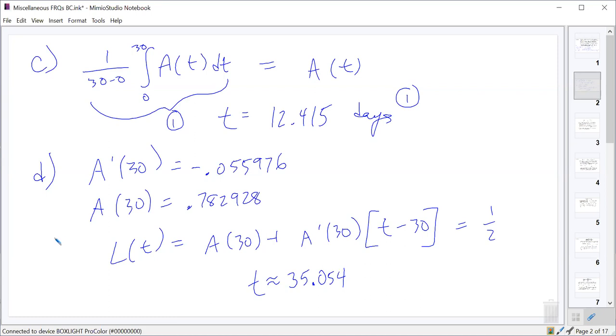That was worth 4 points. 2 points for the expression for L of t, 1 point for setting it equal to a half, and 1 point for the final answer. Everybody get there? Derek? Yeah. Zoom, good.